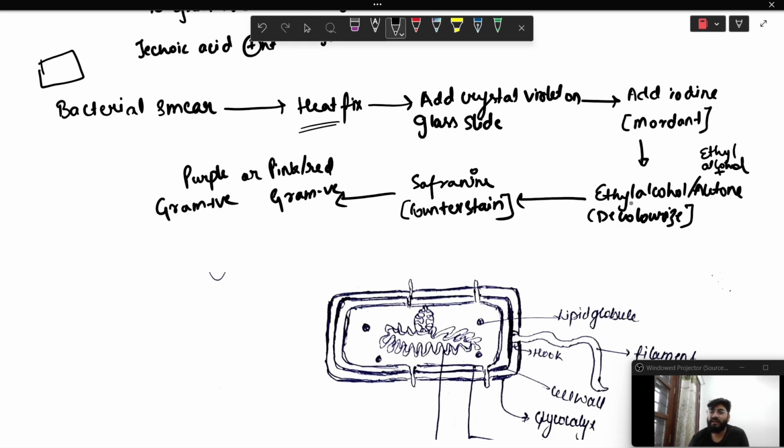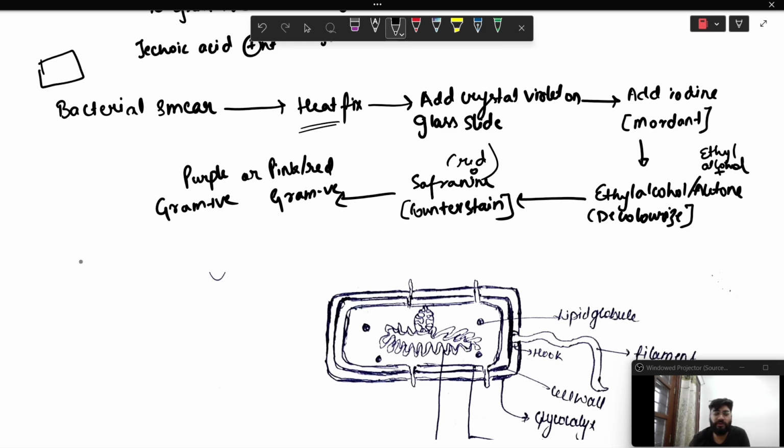Then we decolorize it. This crystal violet is purple or violet in color. When we decolorize it, all the color goes away in the case of gram negative, but the color stays in the case of gram positive. Then we add the counterstain, which is safranin, which is red in color.